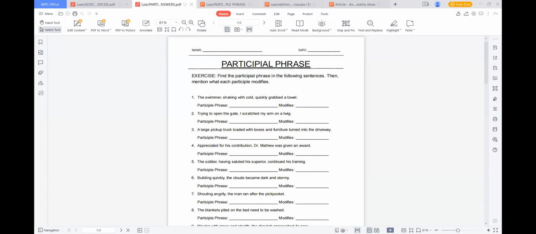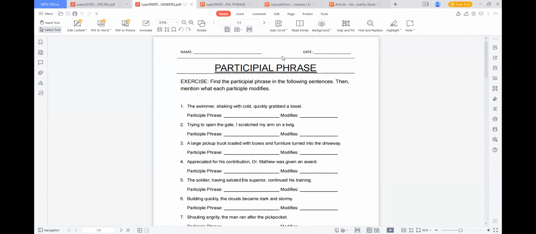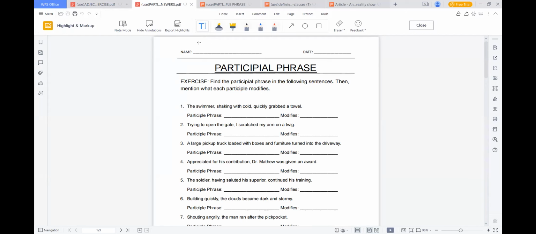Okay, so let's look at it here. Participle phrase. Find the participle phrase in the following sentences, then mention what each participle modifies. Let's define what participle means. Participle means participles.